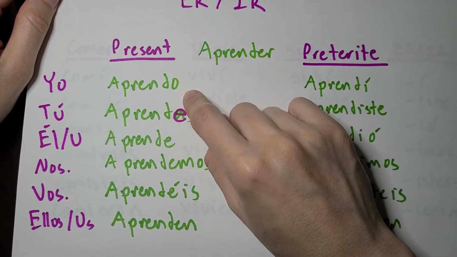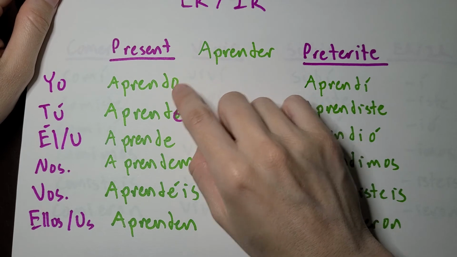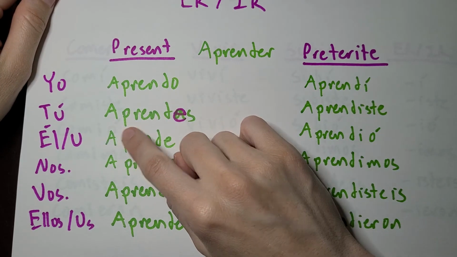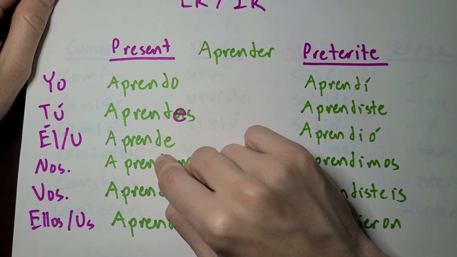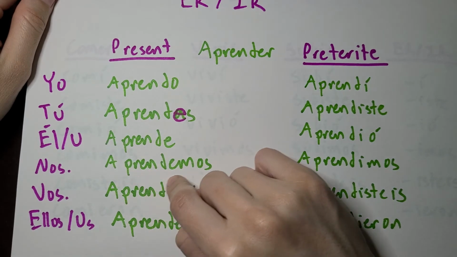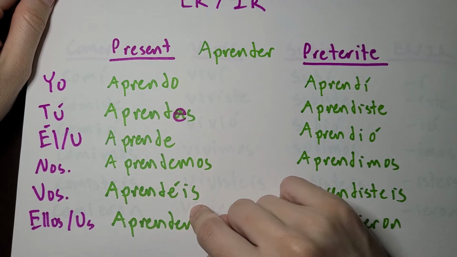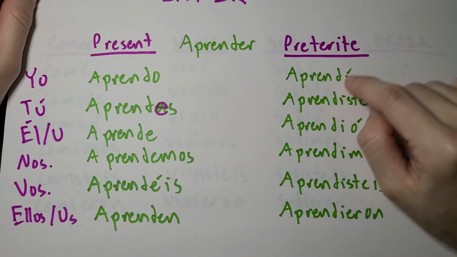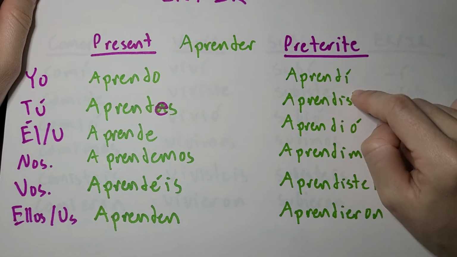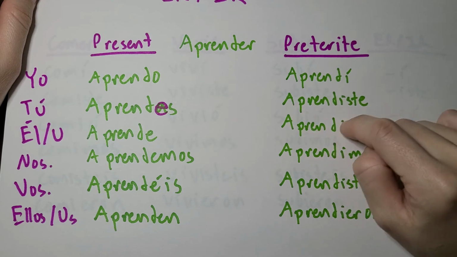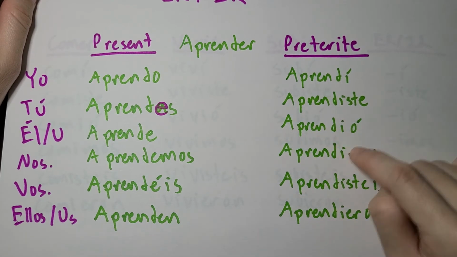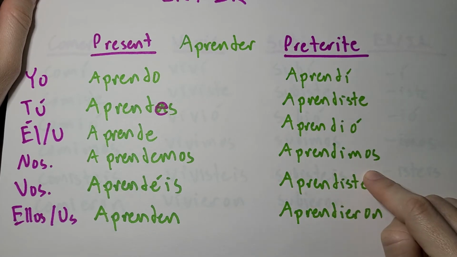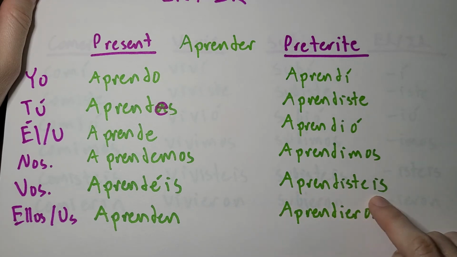So remember, the present tense for ER endings would be yo aprendo, tú aprendes, él aprende, nosotros aprendemos, vosotros aprendéis, ellos aprenden. So what does the preterite look like? Yo aprendí, tú aprendiste, él aprendió, nosotros aprendimos, vosotros aprendisteis, ellos aprendieron.